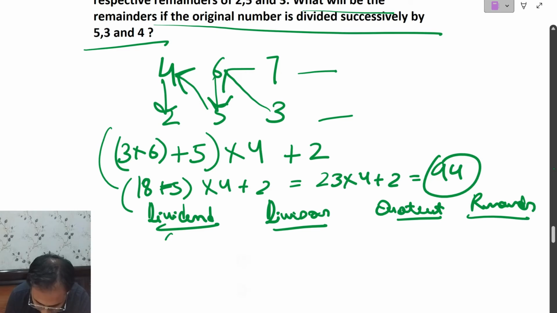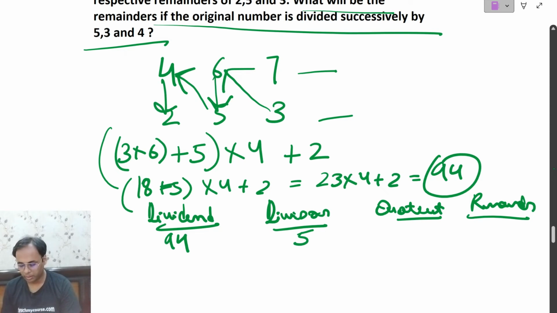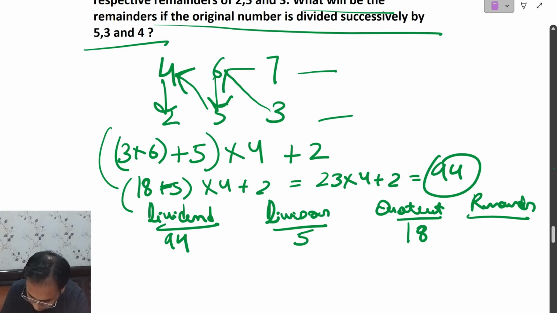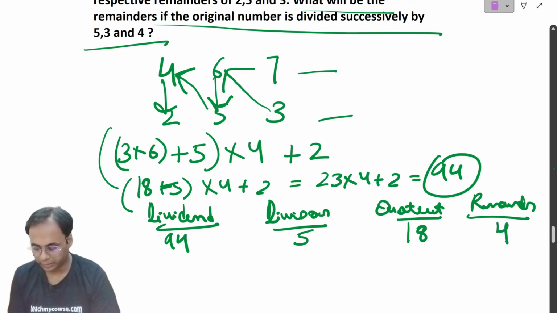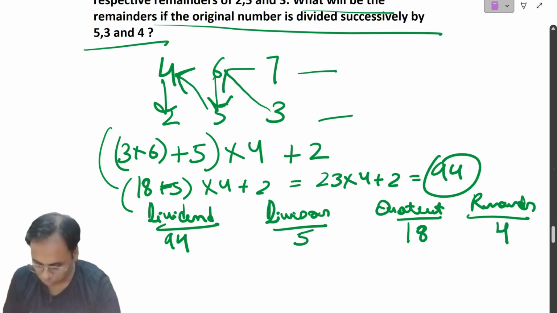So the original dividend is 94. The original number is divided successively by 5, 3 and 4. First of all it will be divided by 5. When 94 is divided by 5, the quotient will be 18 and the remainder will be 4, because 18 into 5 is 90. So the remainder will be 4.